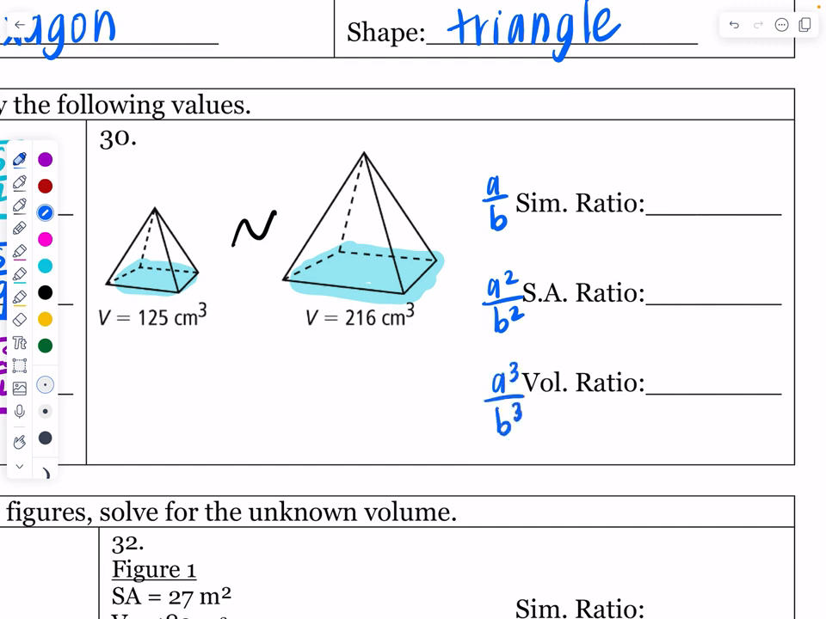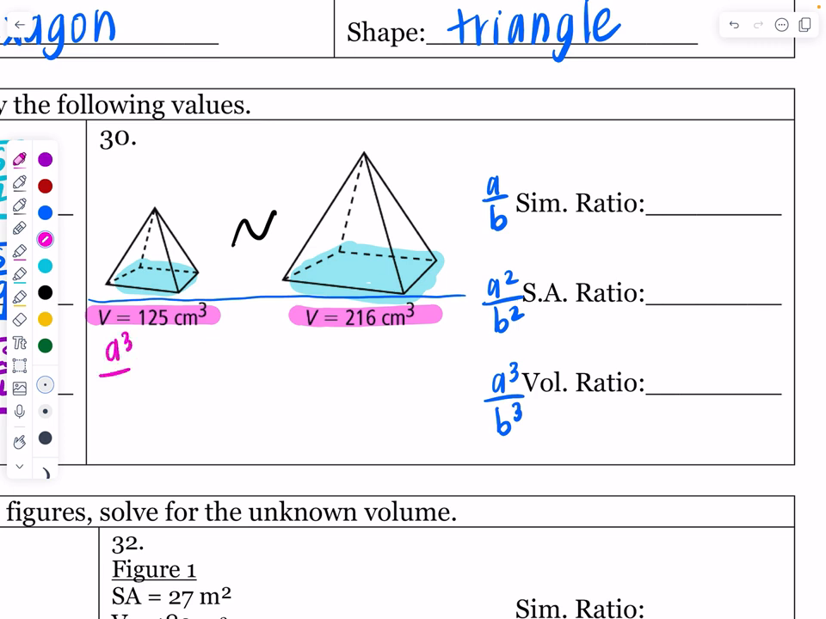So we're given these two players. We know nothing about their dimensions, so we can't actually find the surface area or volume or similarity ratio because there are no dimensions listed. But we do have some information given about them, a little stat sheet that says the volume of this one is 125 centimeters cubed, and the volume of this one is 216 centimeters cubed. So what level does that go with? That goes with the third level, volume ratio.